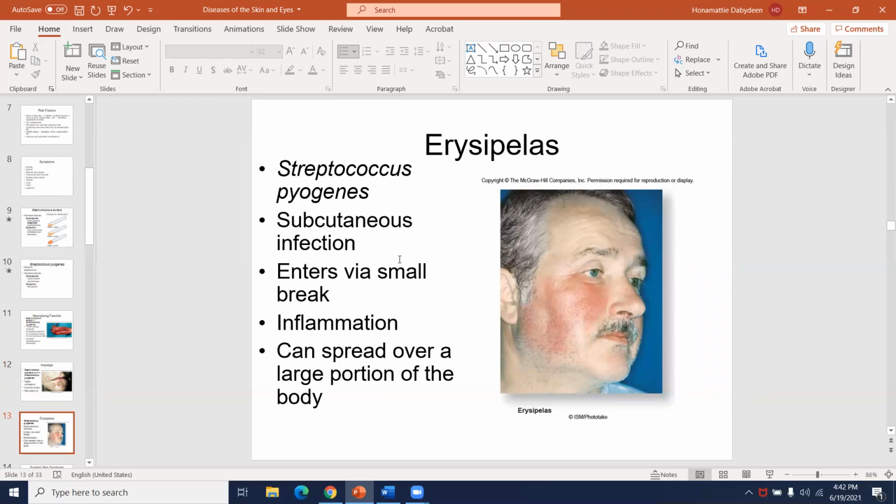It's a subcutaneous infection, organisms entering very small breaks in the skin. Sometimes you don't even know you have them, and it causes inflammation. And this can spread almost throughout the entire body.